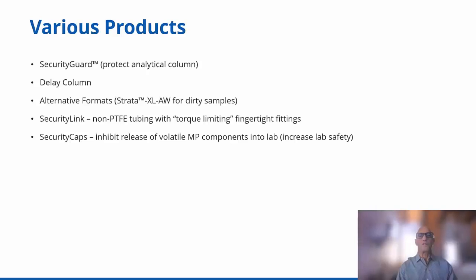Other products that are used in PFAS workflows include SecurityGuard, which protects the analytical columns and the MS source from particulates and chemical contaminants; delay columns, which are placed after the pumps but before the injector to delay the elution of system-derived PFAS contamination from co-eluting with your analytes in the sample; Strata XL-AW with 100 micron particle size, the same chemistry as the XAW used in modified 537 and 533, but with better flow parameters for dirty matrices; SecurityLink, which is a Teflon-free tubing with torque-limiting finger-tight fittings to attach columns quickly and easily; and finally, SecurityCaps, which are used to inhibit the release of volatile mobile phase compounds into the lab environment.